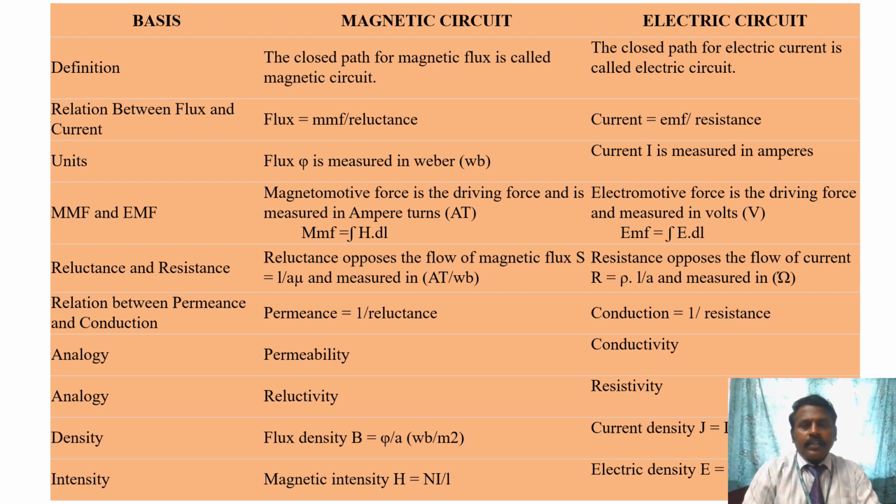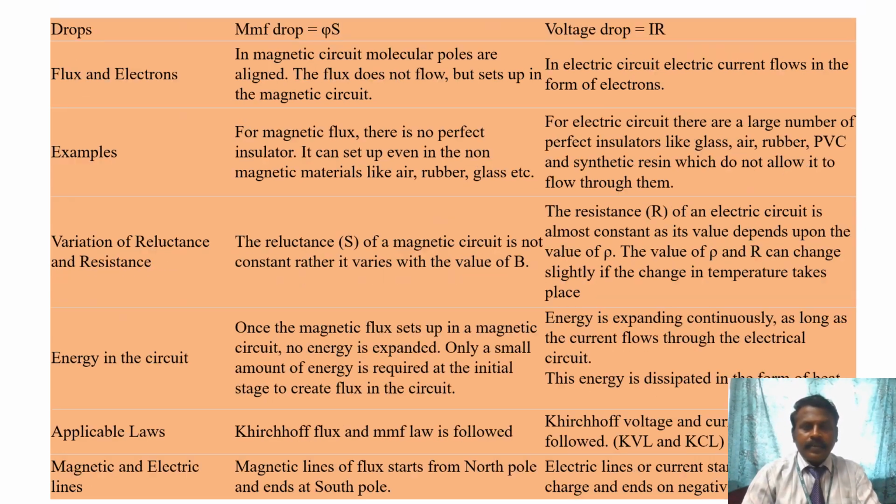Then the relationship between permeance and conductance. It is equal to 1 by reluctance in a magnetic circuit, and here 1 by resistance. The analogy is permeability here and conductivity there. Then reluctivity and resistivity. Here the density is the magnetic flux density B, where we are going to find J. Then the magnetic intensity is H, and here the electric intensity is E. So like that we have many differences between electrostatics and magnetostatics.